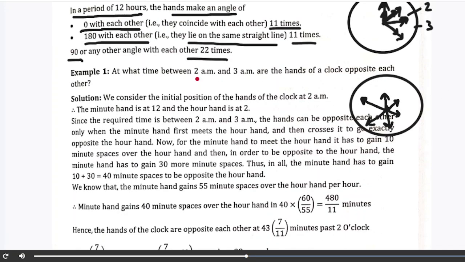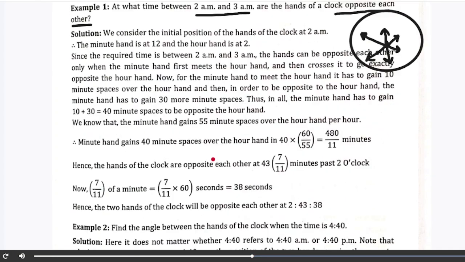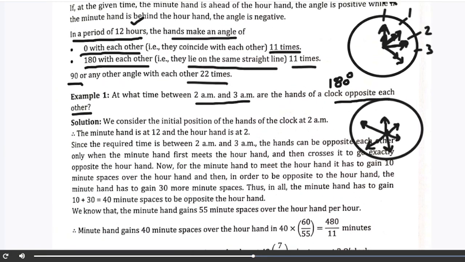Now the question says: at what time between 2 a.m. and 3 a.m. are the hands of a clock opposite each other? Opposite each other, that means the angle we are talking about is 180 degrees. The formula which we have is theta is equal to modulus of 11 by 2 into m minus 30 h. Now put the values here.